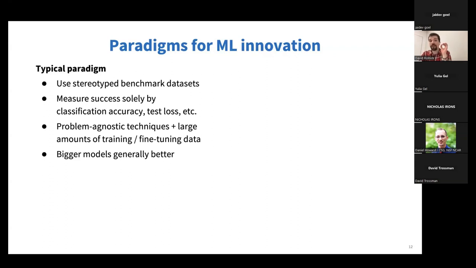And that has been really productive. It has given rise to some useful algorithms, where useful is everything from very popular to actually being used in a range of applications. I'm not here to say that the typical paradigm shouldn't be used ever. However, generally speaking, machine learning neglects a complementary paradigm that should be considered just as much, which is impact-guided or application-driven innovation. And so in impact or application-driven innovation, the goal is to use data from real problems rather than to use these stereotyped benchmark data sets.